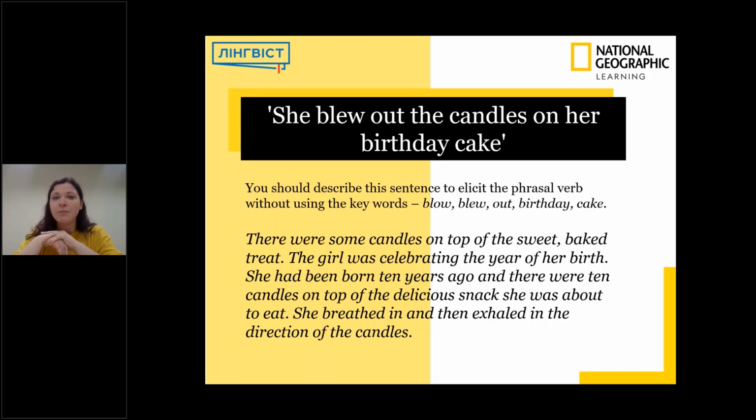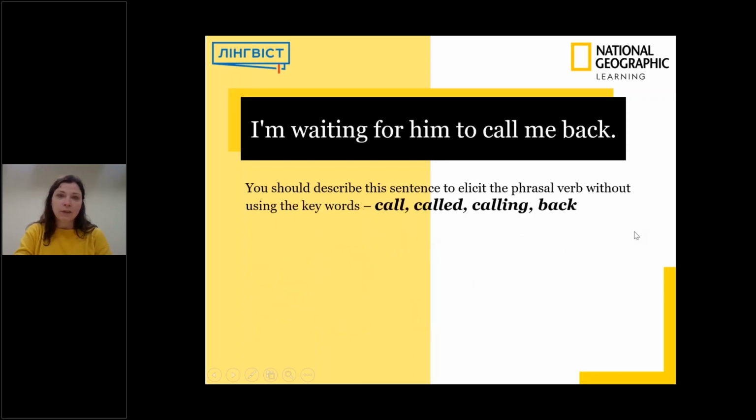What holiday is it? Yeah, she had been born 10 years ago, and there were 10 candles on the top of the delicious snack. Again, you see, sweet baked treat, delicious snack. Synonyms. We help our students develop their speech and become more confident users of language. Was about to eat, she breathed in and then exhaled in the direction of the candles. Not an easy explanation, but again, once you practice it, you will see how much benefit your students will get.